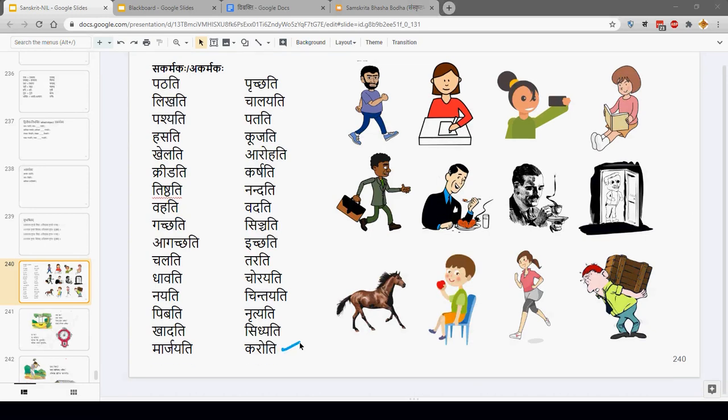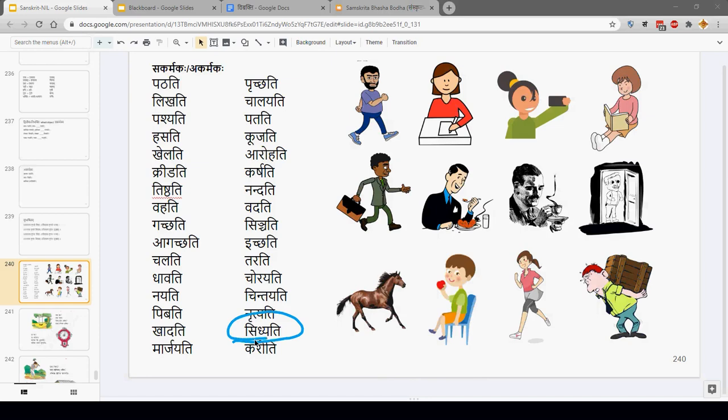Let's go for the last one first. Karoti. Karoti means does, to do. So that will be transitive, because it should be something. Right. Yeah.